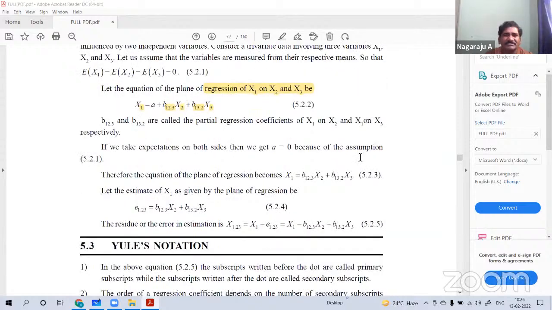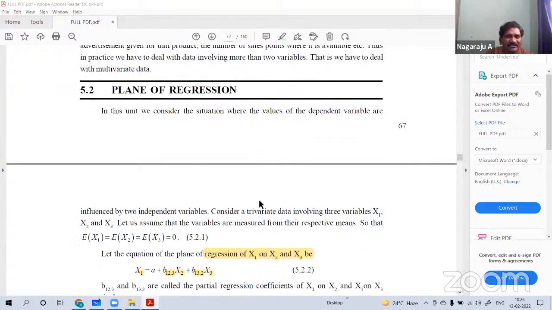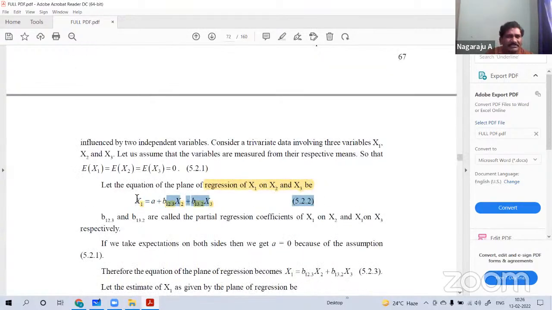Now coming to the regression coefficients and the regression equation, or plane of regression. The plane of regression representation is clearly here, equation 5.2.1. This is the plane of regression that I selected.